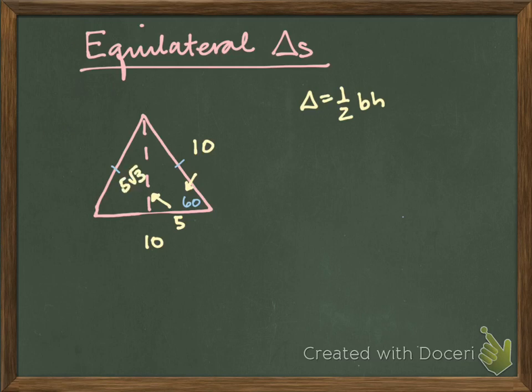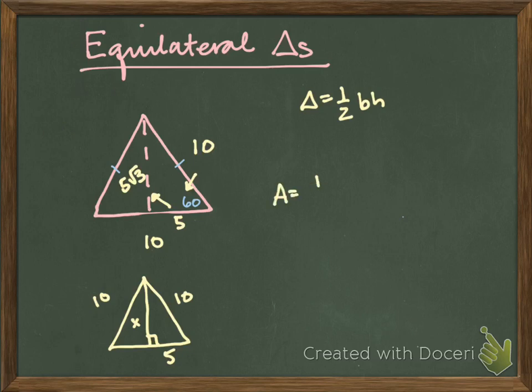Or maybe you would just say, forget 30, 60, 90 triangles. I have 10, 10, and 5, and you would use the Pythagorean theorem to find that. Either way, it's going to take a little longer than it needs to. Then we would say the area equals 1/2 of the base 10 times the height, 5√3. Half of 10 is 5, and 5 times 5√3 is going to equal 25√3. Great. But there's a much faster way to do it.